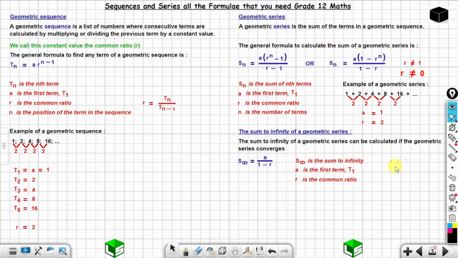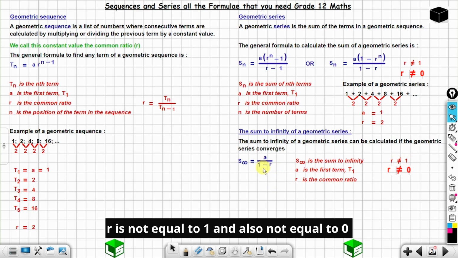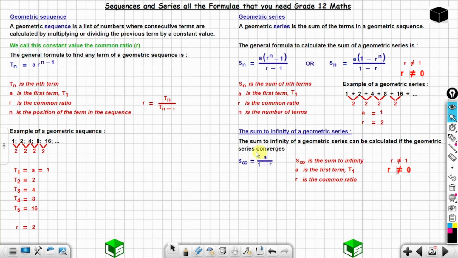Now, R is not equal to 1, so that we don't have division by 0. For a geometric series that is convergent, R is in between -1 and 1. So, a geometric series converges if R is in between -1 and 1. A geometric series converges when Tn tends to 0 as n tends to infinity. We are going to see that.